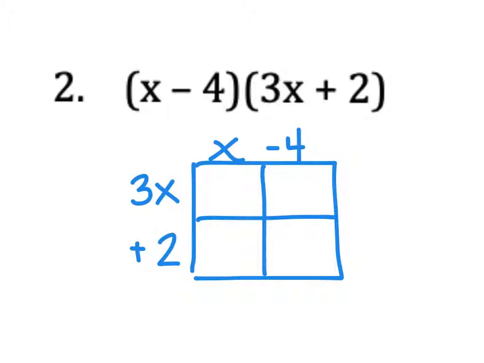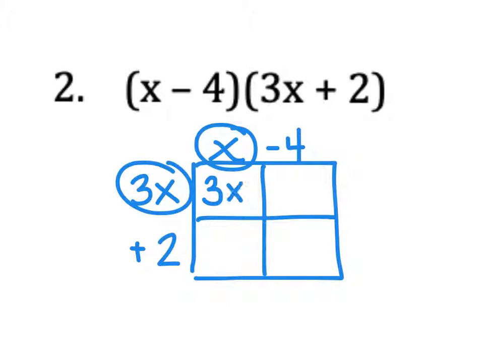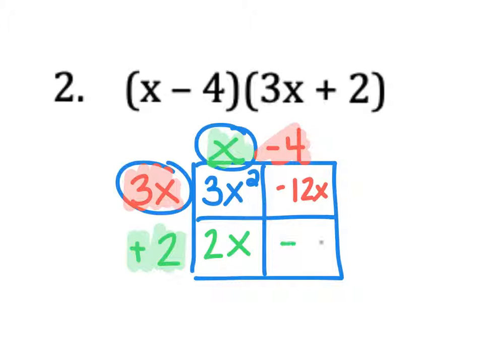So what I do is I'm going to multiply everything together. I'm going to take this 3x and this x and multiply that together, and that product is 3x to the second. Then I'm going to take 3x times this negative 4, and that produces negative 12x. Now, the bottom row, I keep mixing up my words today. I'm going to take this positive 2 times this x, and positive 2 times x is positive 2x. Finally, one more spot, you probably guessed it, positive 2 times negative 4 is negative 8.